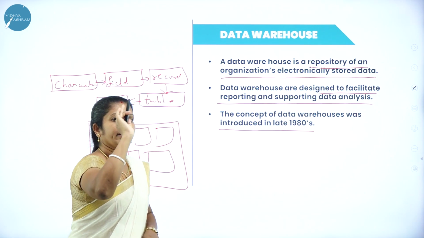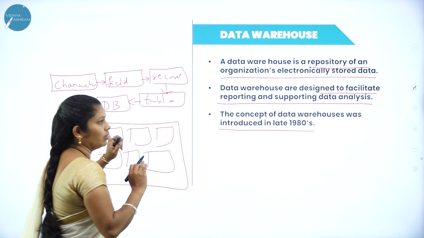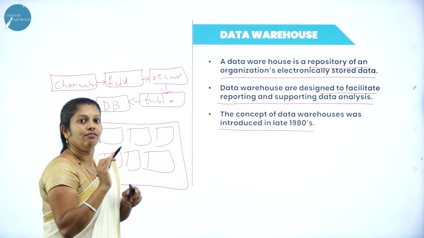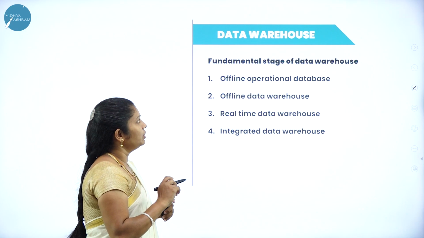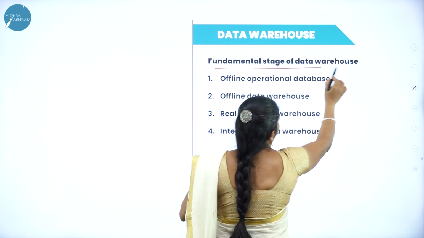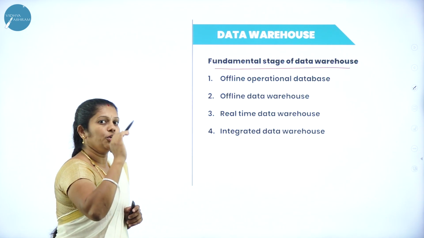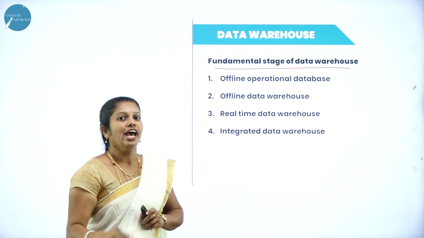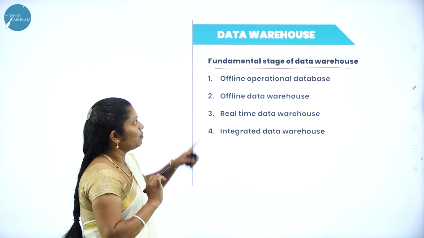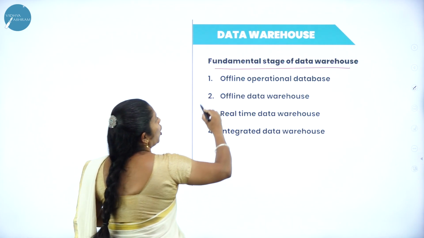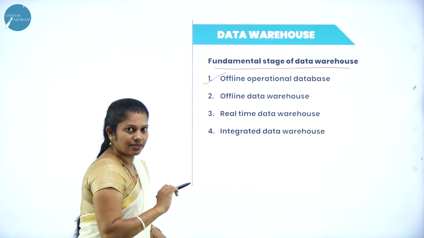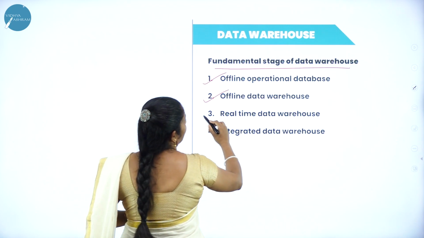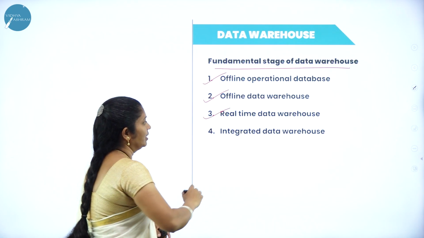Mainly here we have a collection of relations. Several related tables will be there. To manage that, we require a data warehouse. Then when you come to the fundamental stages of data warehouse: consider what you mean by data warehouse, the collection of all the information in the format of tables and relations. Then the first stage is the offline operational database. Then offline data warehouse. Then real-time data warehouse.